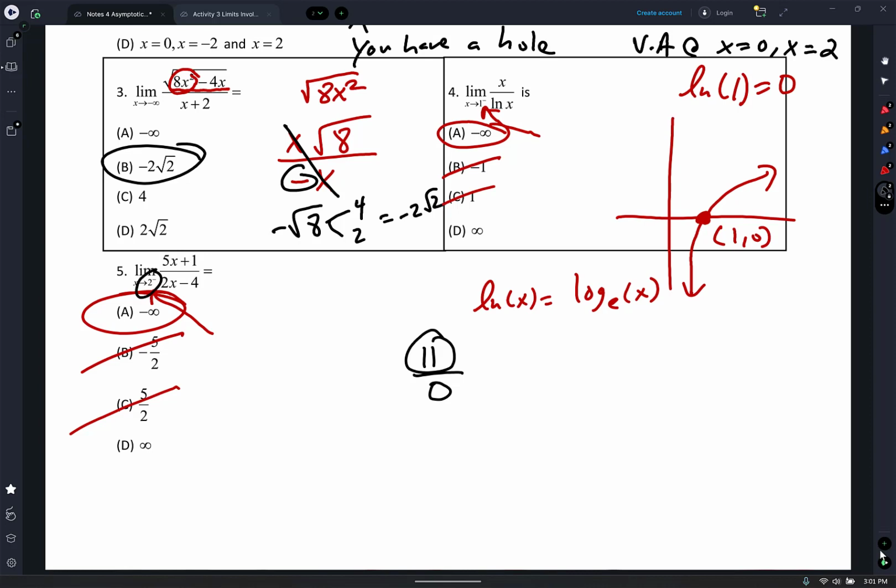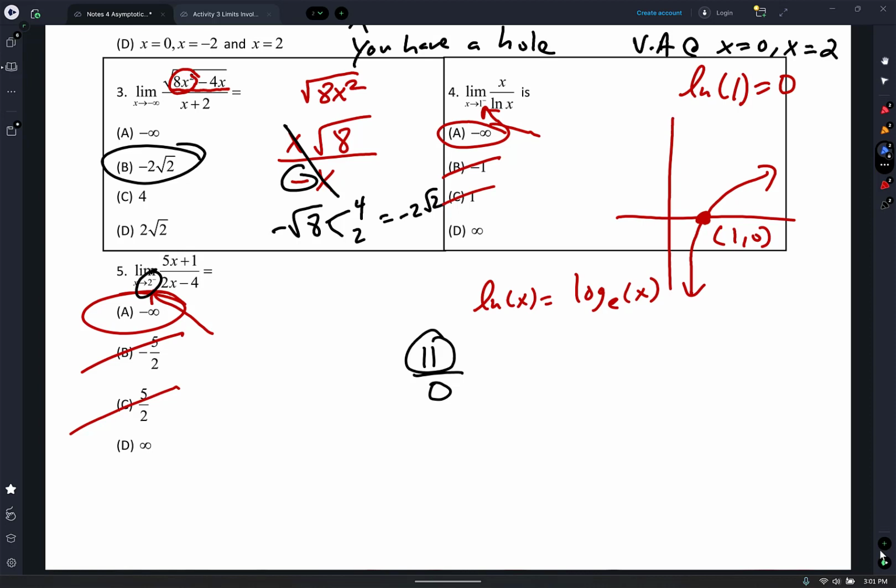So I'm approaching 2 from the left, so give me a number from the left of 2. Okay, 1. 2 times 1 is 2, and 2 minus 4, that's a negative number. Do you guys see that? Give me a number closer to 2, a little better than 1, but closer to 2 from the left.